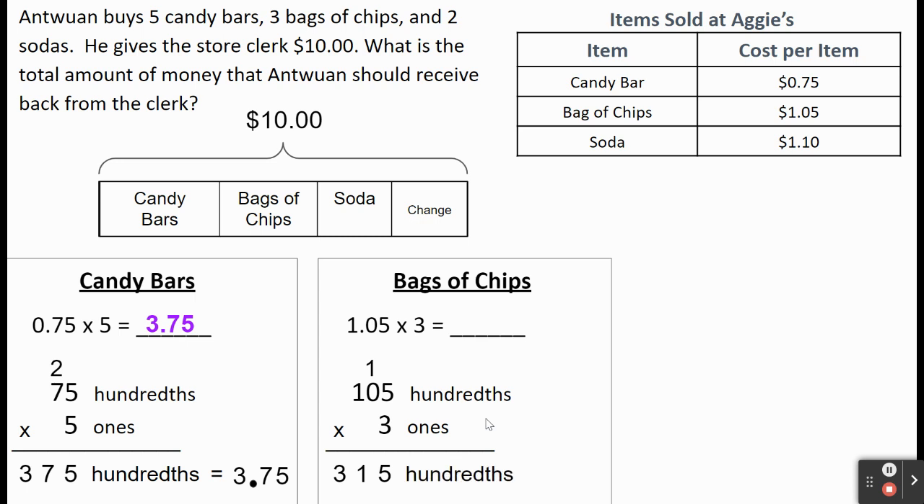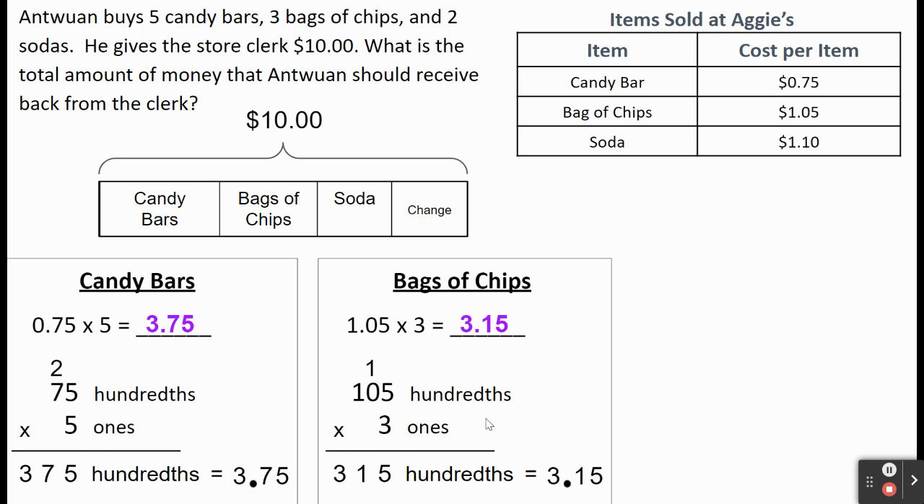We can rewrite this in standard form by placing the 5 in the hundredths place, the 1 is regrouped to the tens place, and the 3 is regrouped to the ones place. The decimal point always goes between the ones and the tenths place, so we can put it between the 3 and the 1. So Antoine spent $3.15 on chips.